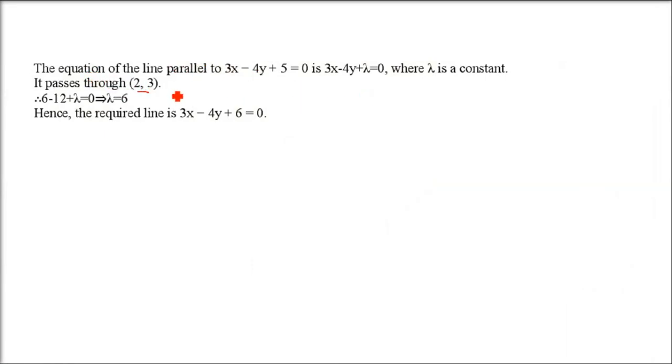Find the equation of the line passing through the point (2, 3) and parallel to the line 3x minus 4y plus 5 equals 0. Whenever we have ax plus by plus c equals 0 as the equation of a line, the parallel line will be ax plus by, and you have to write exactly like this. In the place of c, you have to write lambda.